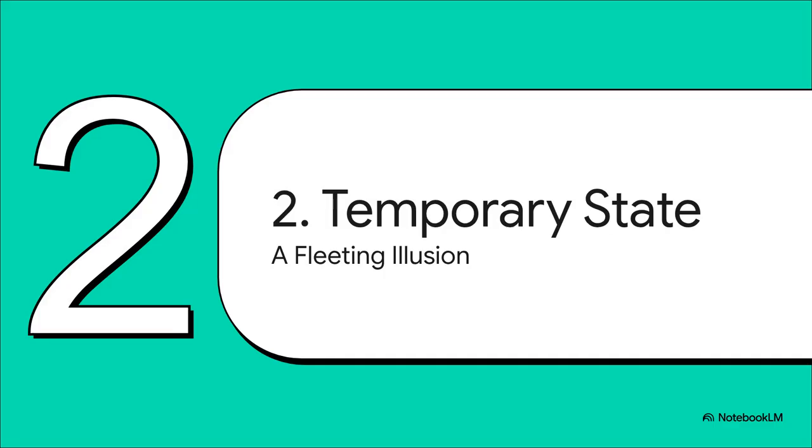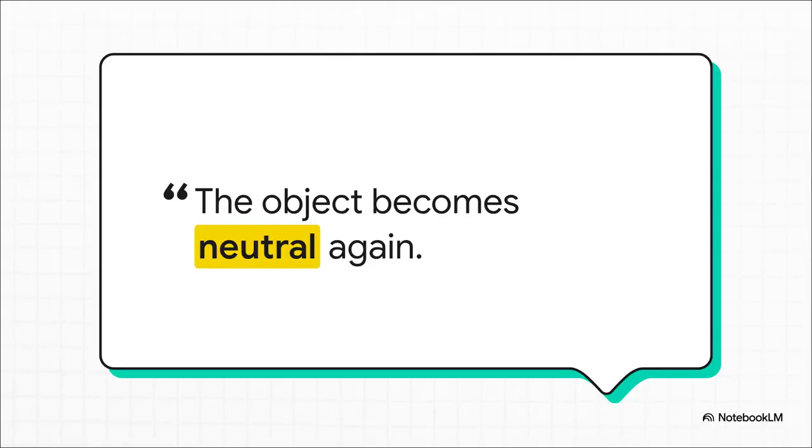Moving right along, let's hit Section 2, a temporary state. Now, here is the great narrative twist of electrostatic induction. That massive reorganization, that super impressive polarization effect we just walked through, it's actually just a fleeting illusion. Our source material puts it perfectly and plainly. The object simply becomes neutral again.